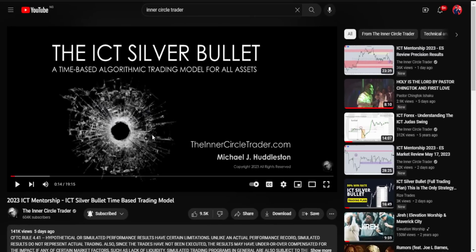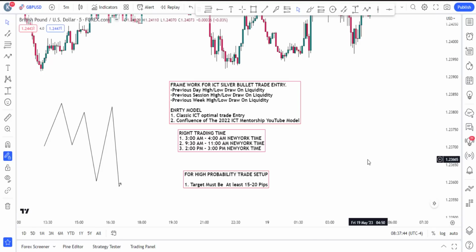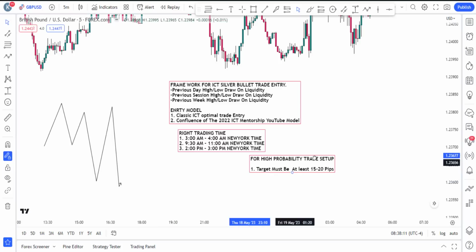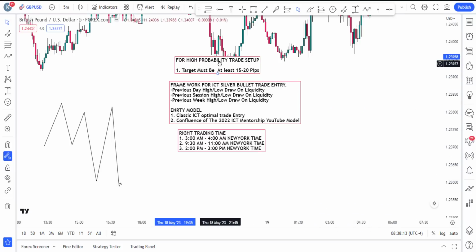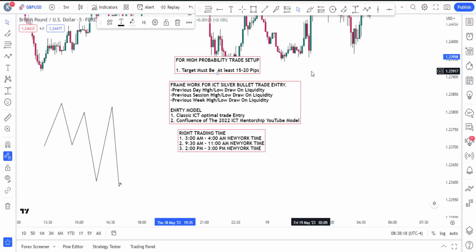He actually taught it in depth, but you're going to find some difficulty understanding it if you have not been watching the founder of ICT himself. Now, the last setup we're going to look out for is 2 p.m. to 3 p.m. New York time. So majorly these are the times we're going to focus on, and make sure that any trade you're going to take must have a trade probability of 15 to 20 pips. That is the target. If the target reaches up to these pips, then it's going to be a very beautiful trade. Now I'm going to show you how to use this simple strategy.